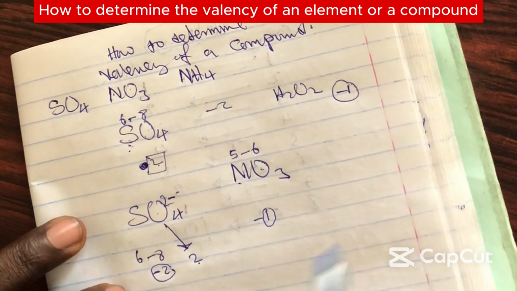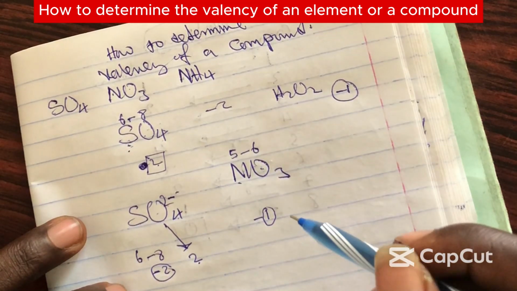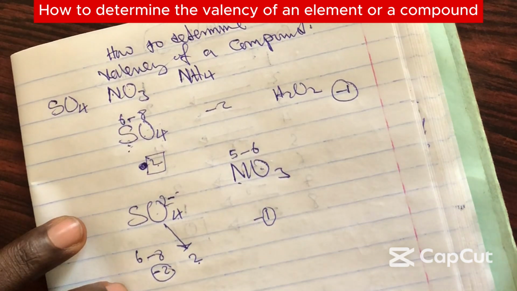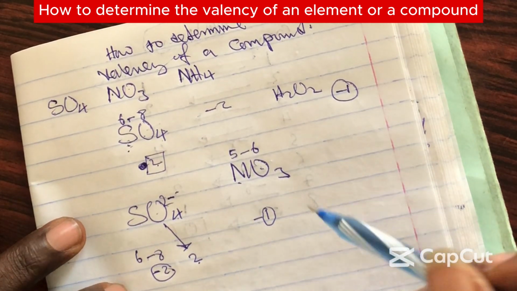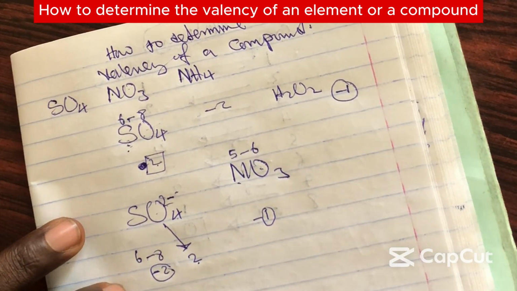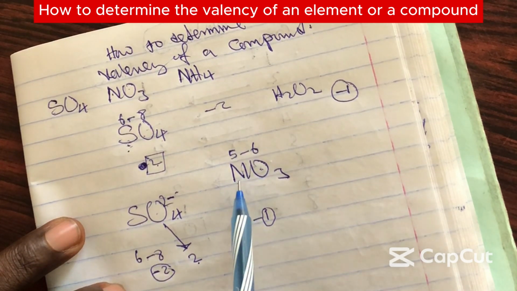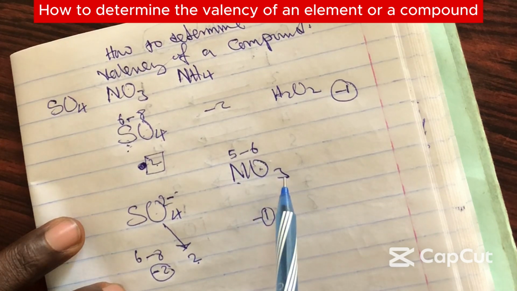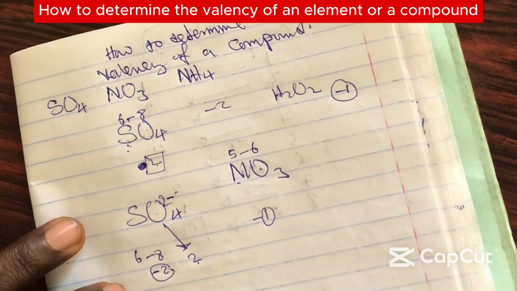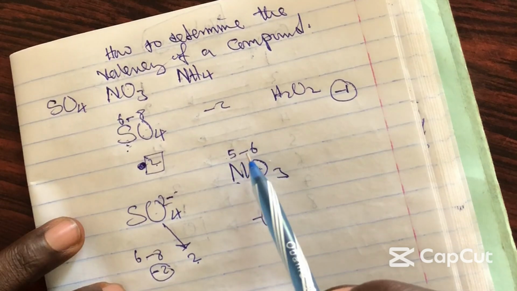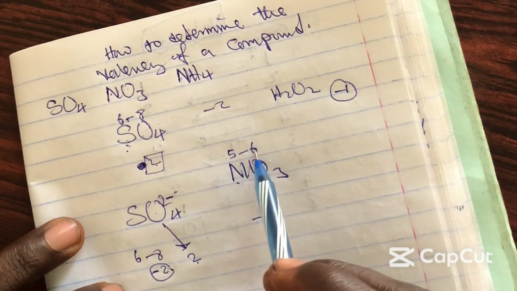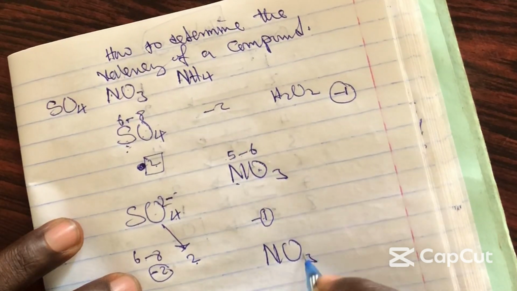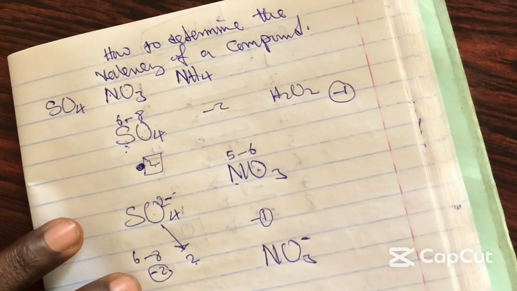Equally, if you want to know the charge, the charge of the compound is equal to the valency it carries. Now we want to know the charge of this entire compound. The oxidation state of the nitrogen is 5. Minus 2 times 3 is minus 6. So 5 minus 6 is minus 1. So you can also say that the charge of the NO3 is minus 1.